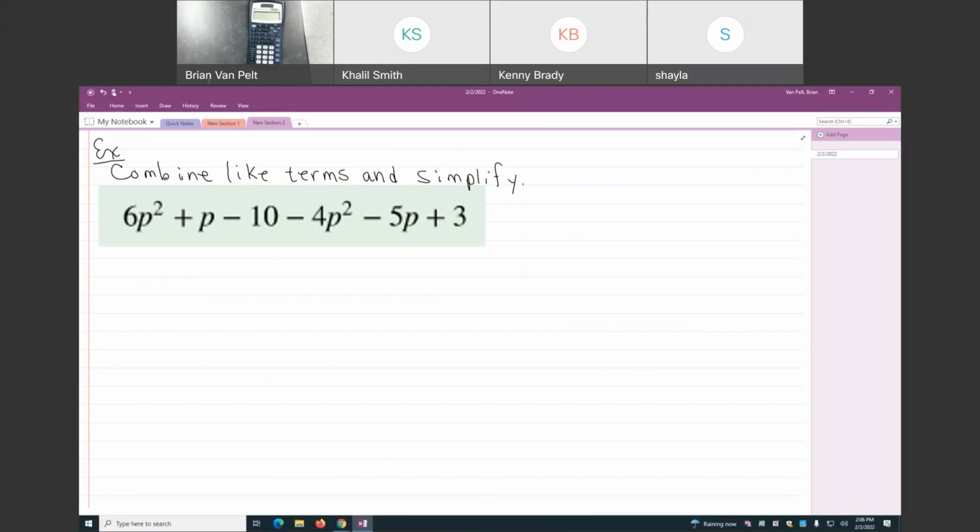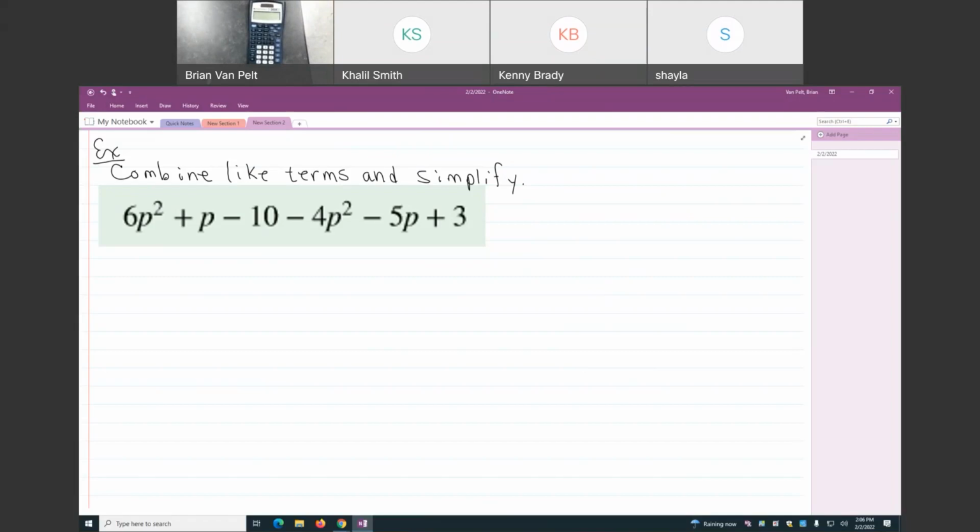Anybody think they got it yet? I see a few people I think might be done. What'd you get? Minus 4p, 2p squared. So what'd you say, negative 7? Negative 7, minus 4p, plus 2p squared. Yep, that's right. The order doesn't matter. Remember, it's commutative, so the order can be any.